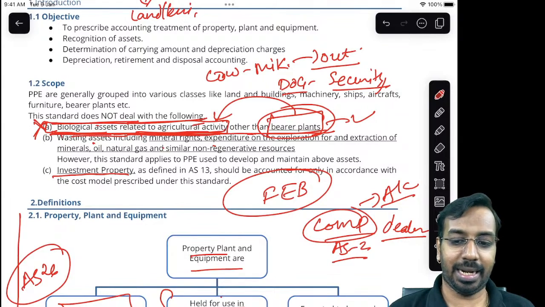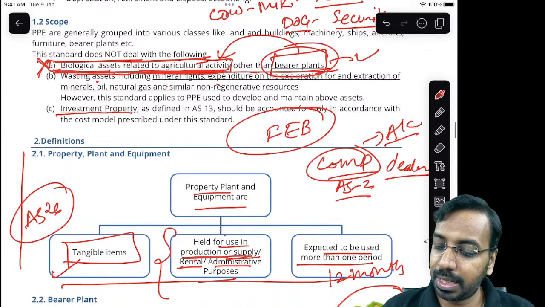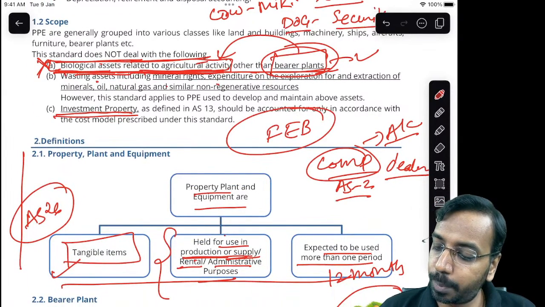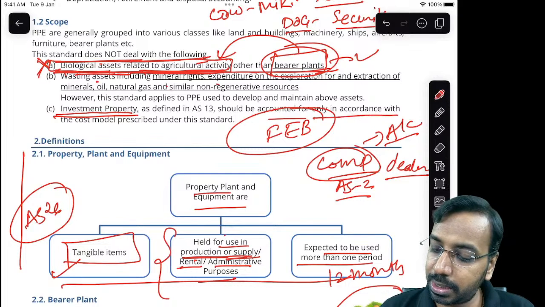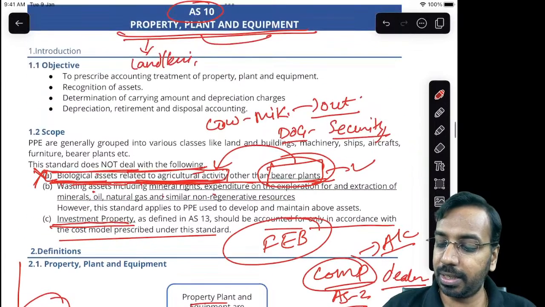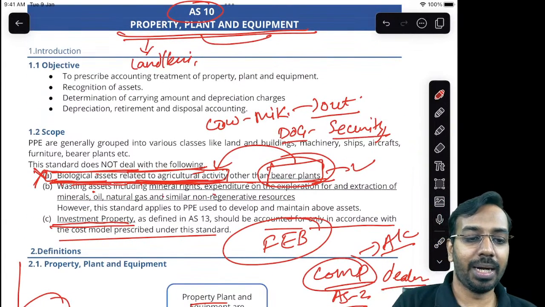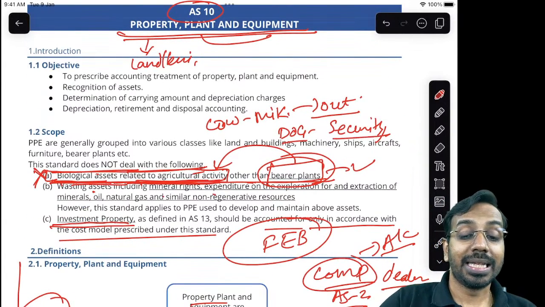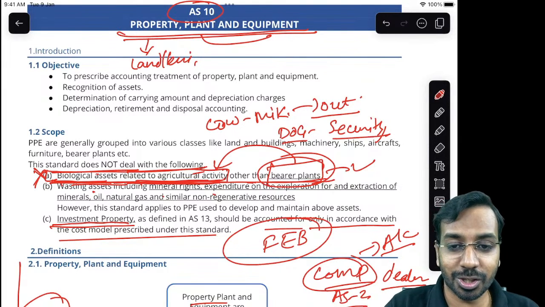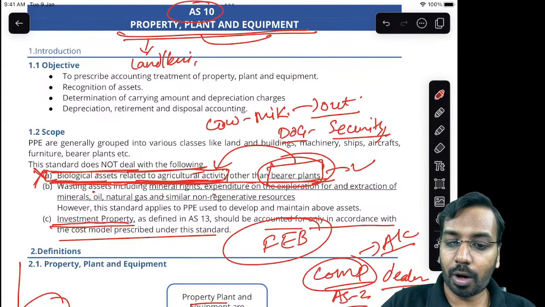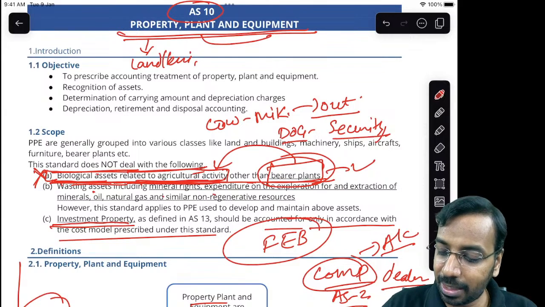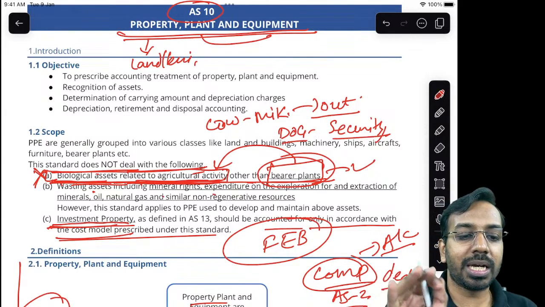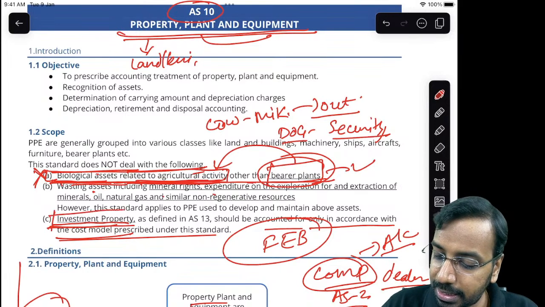Now, investment property should be accounted for using this particular standard under the cost model only. So investment property is basically land and building which you have taken for the purpose of giving it out on rent, for capital appreciation and all of that. So for land and buildings, you will use the cost model only. You will not use the revaluation model. But for what? Investment property.